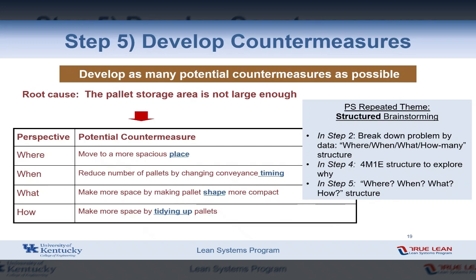One way we could do this is by asking questions of where, when, what, and how. In this example, a root cause of a problem is that the pallet storage area is not large enough. As we consider solutions, we can use these prompts to explore different options.